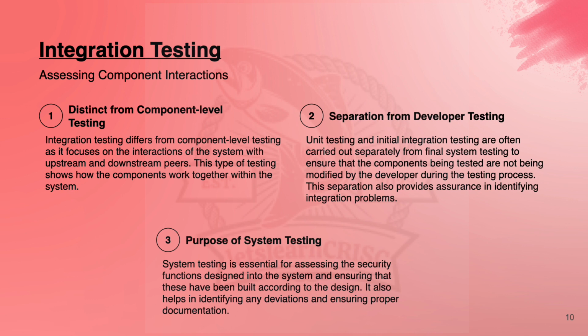So friends, overall we can say that system testing is essential for assessing the security functions incorporated into the system, validating adherence to the design and identifying deviations, ensuring proper documentation and, overall, providing a comprehensive evaluation of the system's security posture. This phase plays a critical role in delivering a secure and reliable software system.